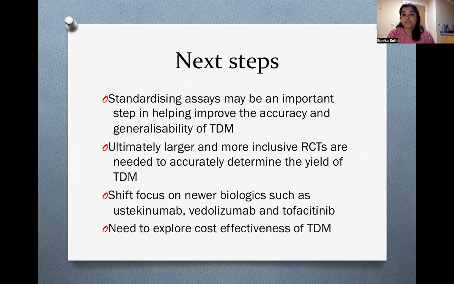The next step is to consider standardizing assays, which can help to improve the accuracy and the generalizability of TDM. There might also be a focus on newer biologics, now that we're seeing ustekinumab, vedolizumab, or tofacitinib, and thinking about exploring the cost effectiveness of TDM. And ultimately, we need larger, more inclusive randomized controlled trials to accurately determine the yield of TDM.